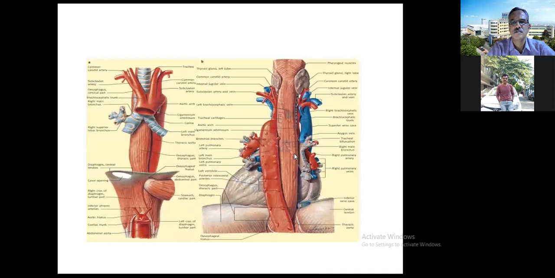So in this image, we can see posteriorly the aorta, which is related to the esophagus, as well as the posterior intercostal arteries. In this image, the thoracic duct is not appreciable, which can be seen in the upcoming slides.